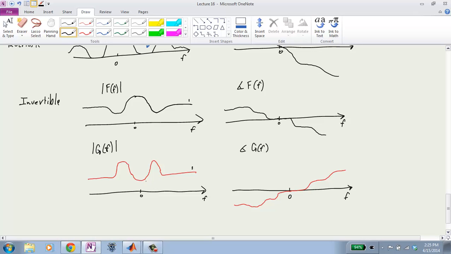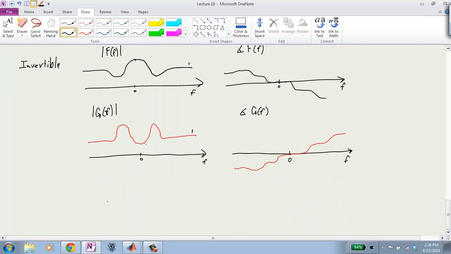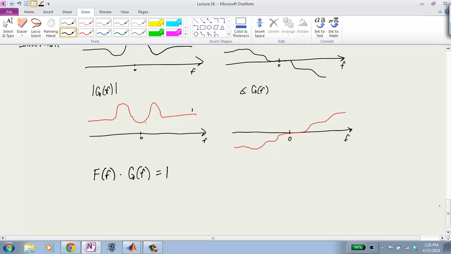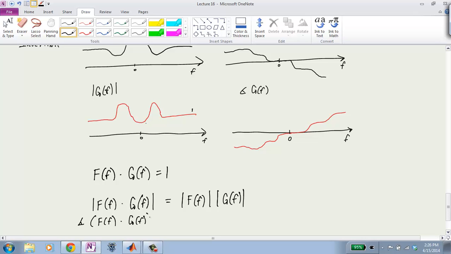The phases add up to 0. So what I want to emphasize here is that when you multiply two things, remember we've got F times G equals 1. These are two complex numbers. I want to drive home the point that the magnitude of a product of numbers is just the product of the magnitudes. And that the phase of a product of numbers, in this case it's functions, but for each f they're just two complex numbers, is the sum of the phases.